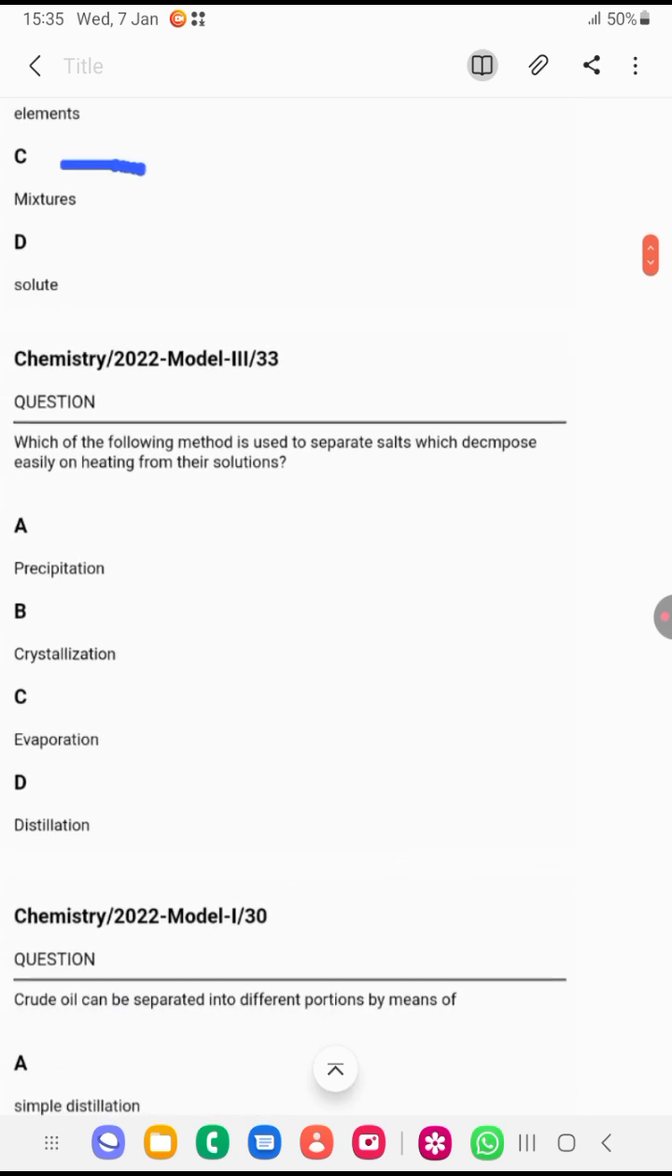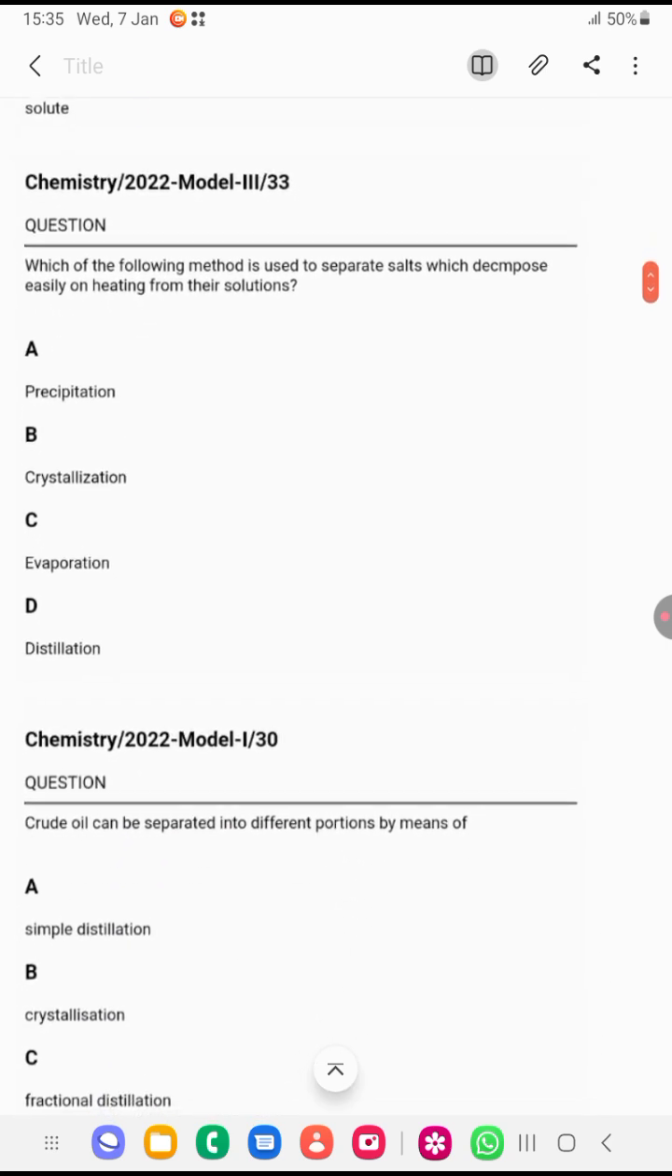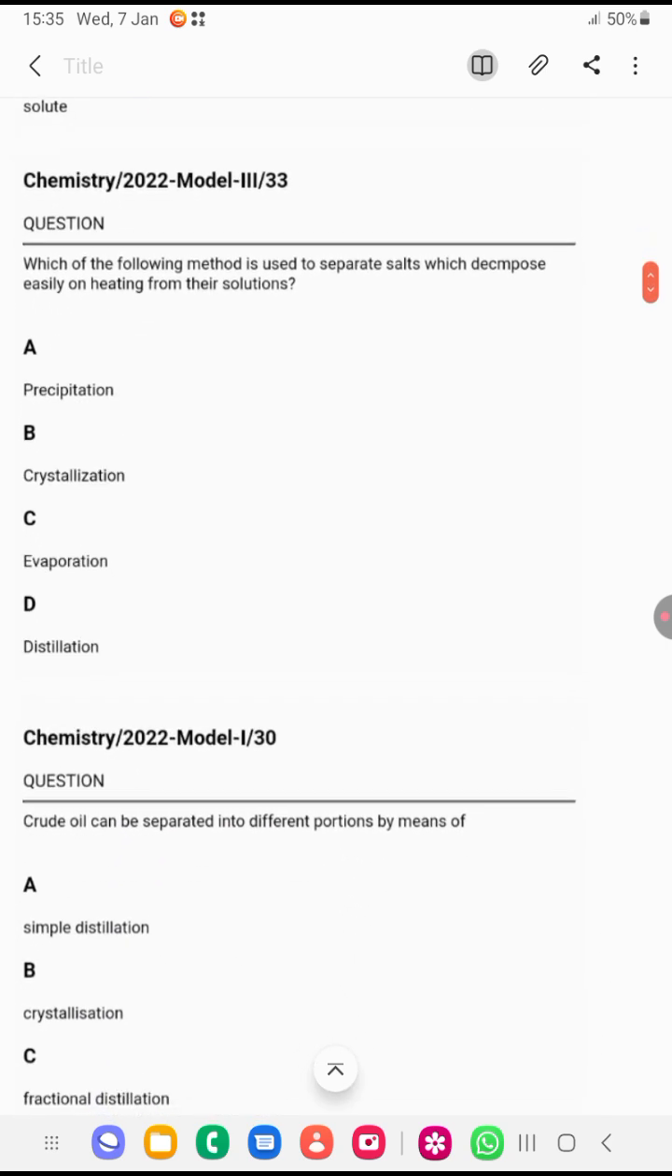So let's look at this question. Which of the following method is used to separate salt which decompose on heating from their solution? A, precipitation. B, crystallization. C, evaporation.